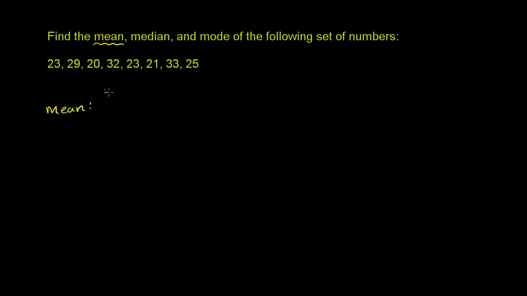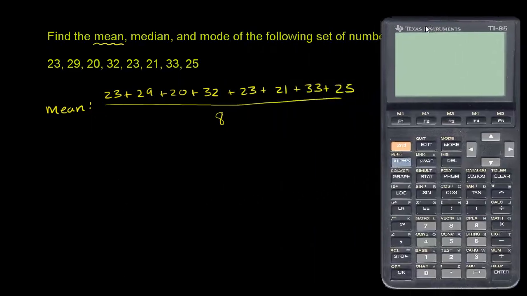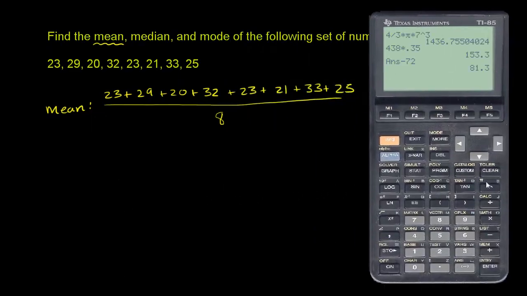We want to average 23 plus 29, or we're going to sum 23 plus 29 plus 20 plus 32 plus 23 plus 21 plus 33 plus 25, and then divide that by the number of numbers. So I have 1, 2, 3, 4, 5, 6, 7, 8 numbers. So you want to divide that by 8. So let's figure out what that actually is. Actually, I'll just get the calculator out for this part. I could do it by hand, but let's save some time over here.